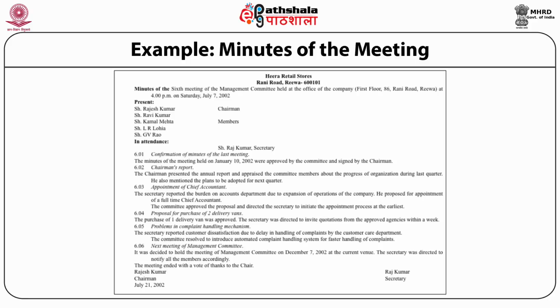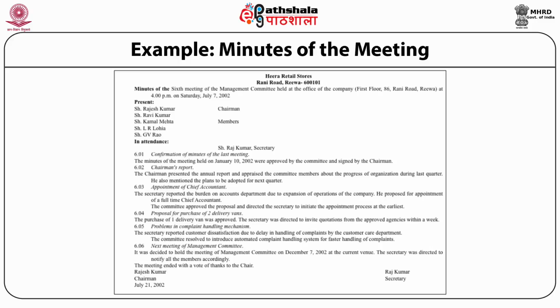Then for agenda item 3, appointment of chief accountant, the discussions are reported. The secretary reported the burden on the accounts department due to expansion of operations of the company. He proposed the appointment of a full-time chief accountant. After this proposal, a decision has been made and it has to be mentioned as part of the minutes of the meeting. The committee approved the proposal and directed the secretary to initiate the appointment process at the earliest. Similarly, the next agenda item has to be discussed and the decision mentioned.